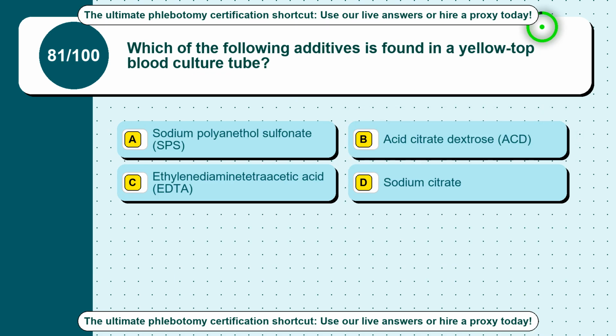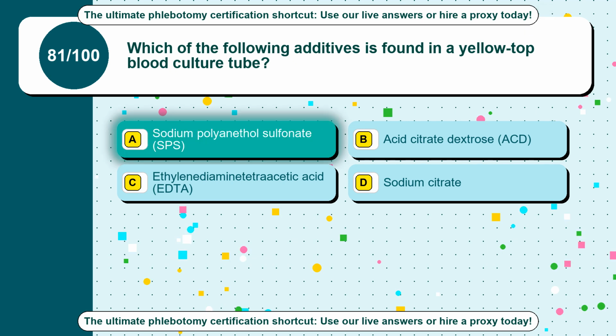Question 81. Which of the following additives is found in a yellow top blood culture tube? Option A. Sodium polyanethol sulfonate, SPS. Option B. Acid citrate dextrose, ACD. Option C. Ethylenediaminetetraacetic acid, EDTA. Option D. Sodium citrate. The correct answer is option A.